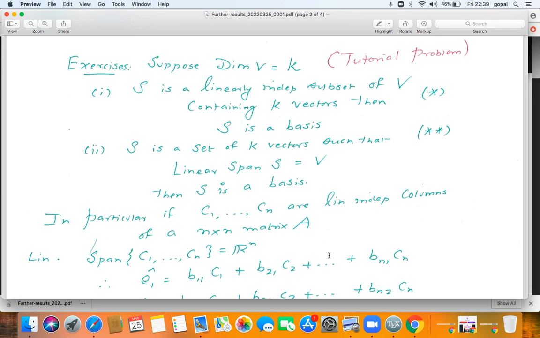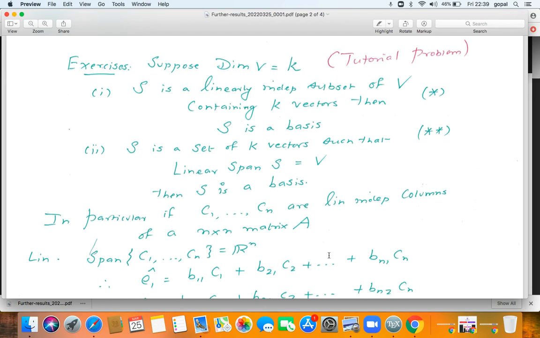The second exercise is similar. Suppose S is a set of K vectors, so the number of elements in S is exactly K, and the linear span of S is V. Then prove that S is linearly independent. In other words, S is a basis.